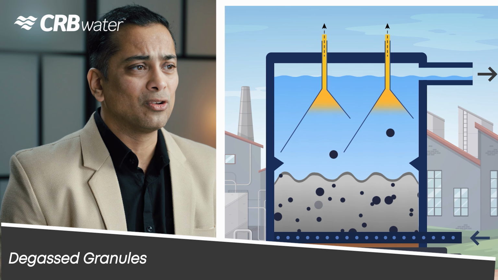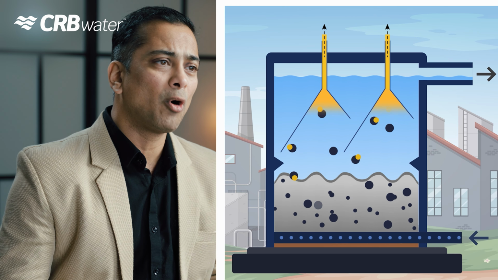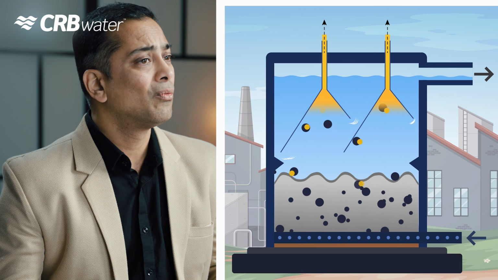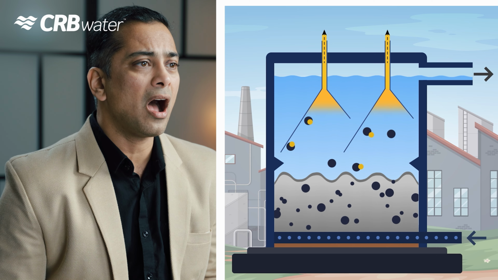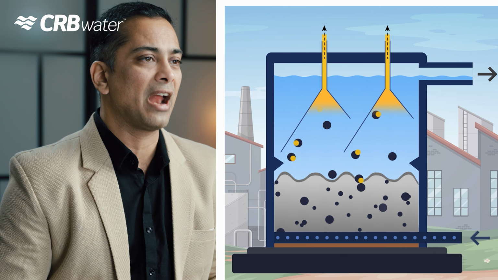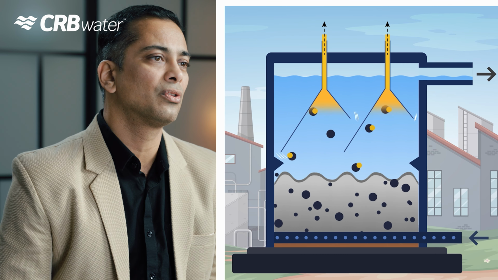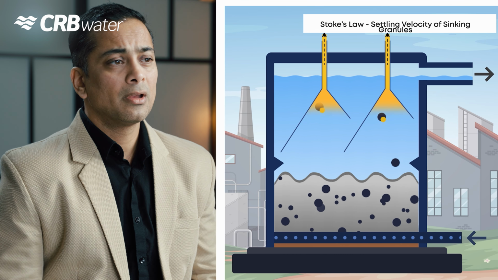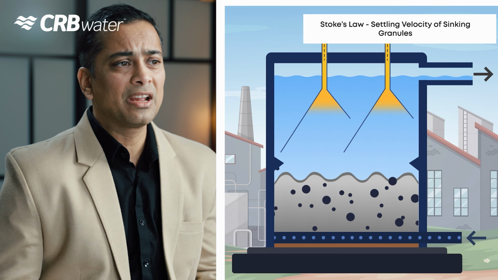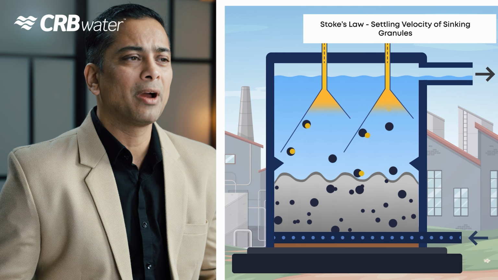The degassed granules must return to the sludge bed in the bottom of the reactor by gravity while finding their way through the upflowing water and newly lifted granules that are still attached to the formed biogas. The settling velocity of these sinking granules can be determined by Stokes' law as shown here.